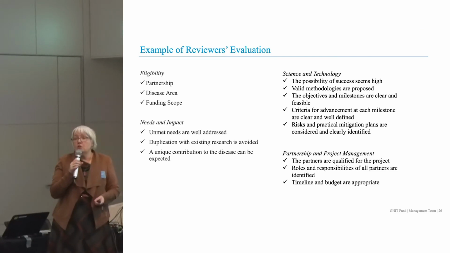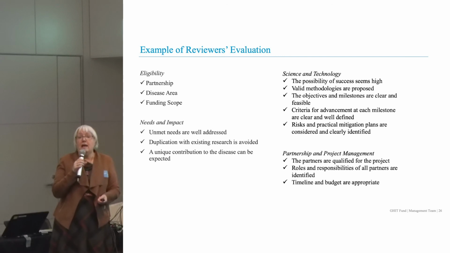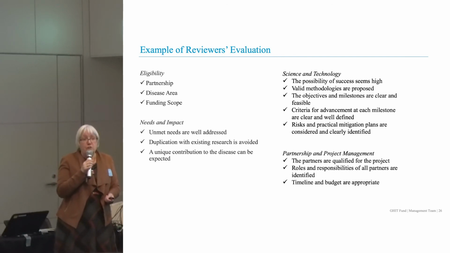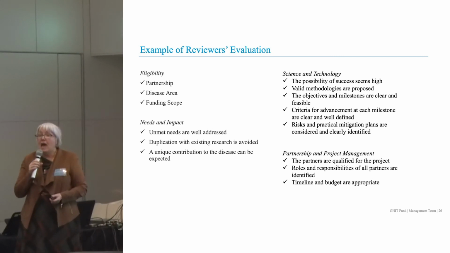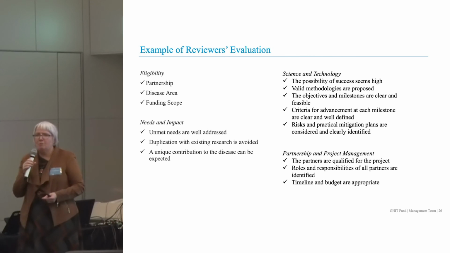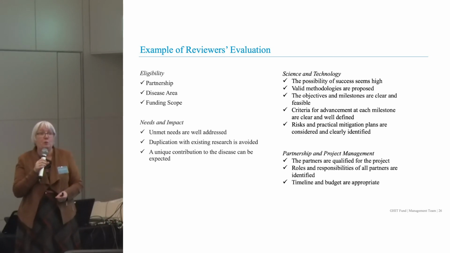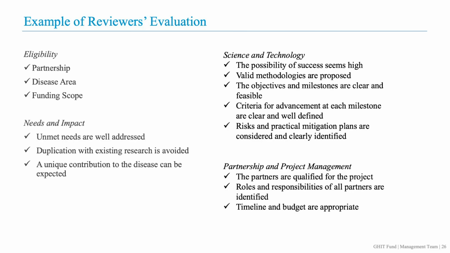That your objectives and your milestones are clear and realistic. Don't try and do too much within the time frame. If you're applying for a TRP and it's 2 years or under, don't try and cram a 3-year project into a 2-year timescale. We will notice. That you've got your criteria for advancement at each milestone. So again, the success criteria, that you're going to be clear what success looks like and it's worth proceeding. And that you've got those risk and mitigation plans.